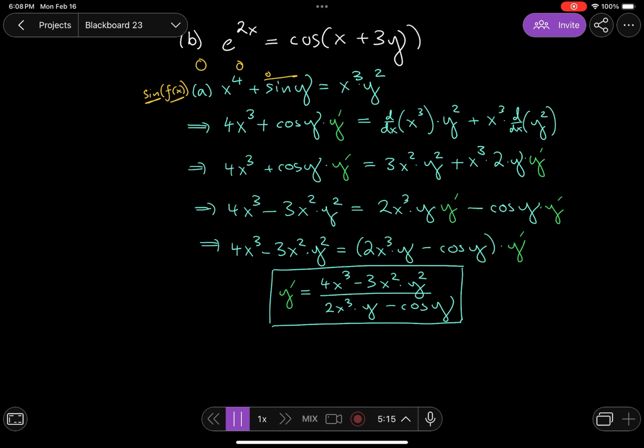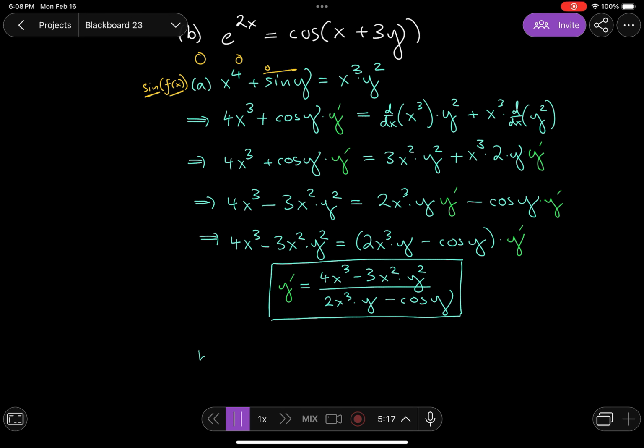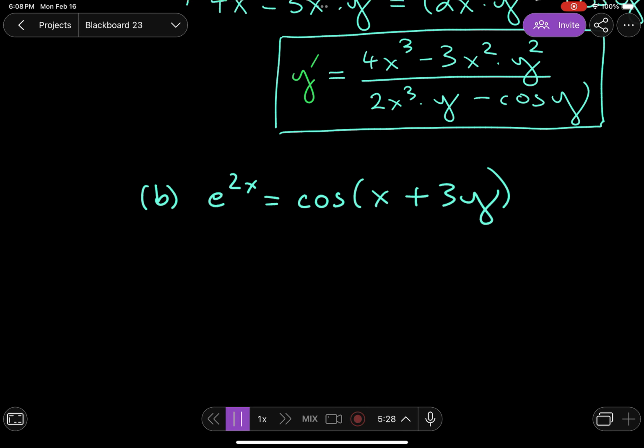All right, let's try the next one. We got an exponential function, which we all know and love. All right, process looks the same, you guys. We're just going to take the derivative with respect to x on both sides.